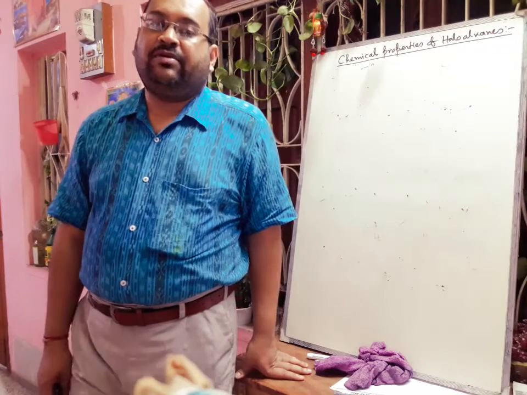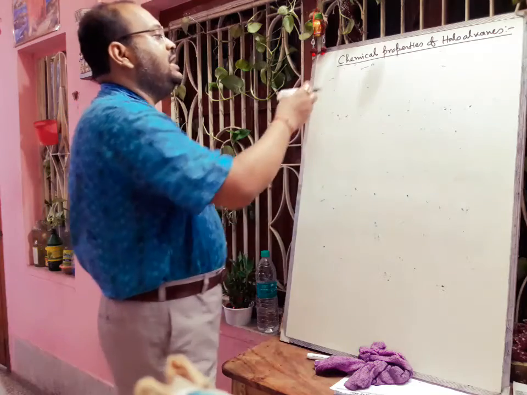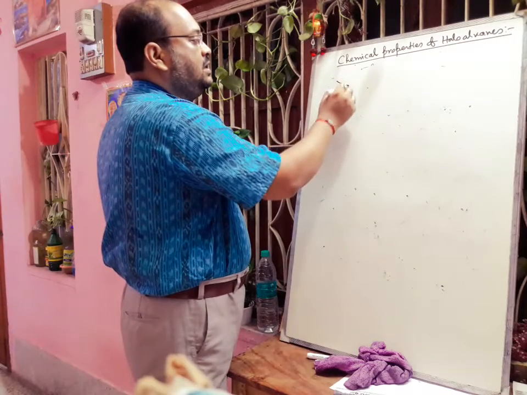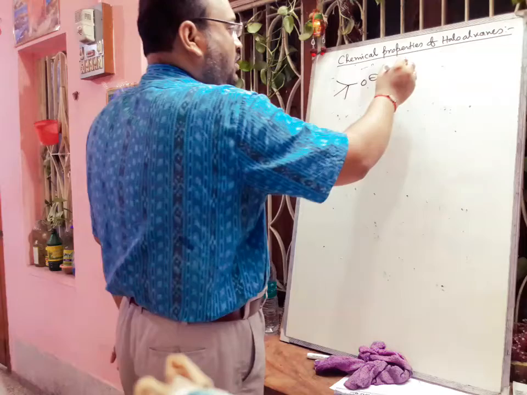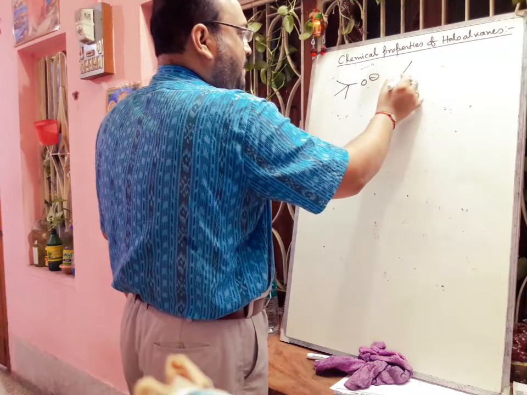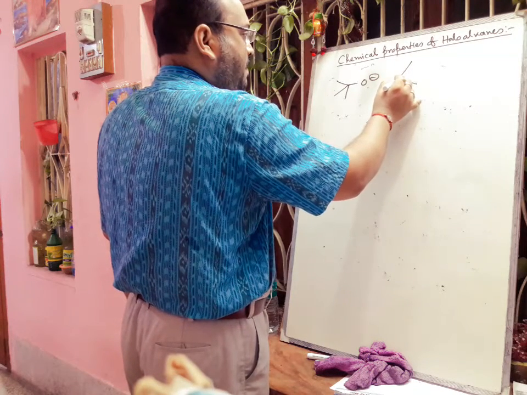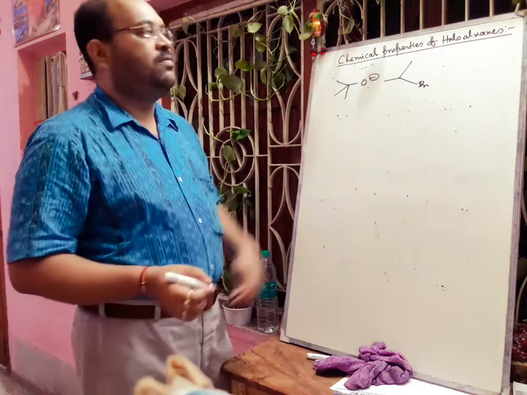Here we can think about one example. Suppose we are taking one hindered base like tertiary butoxide. So here if we take one molecule like this, this is 2-bromopropane.